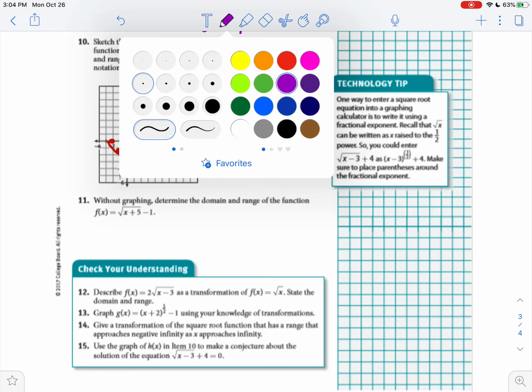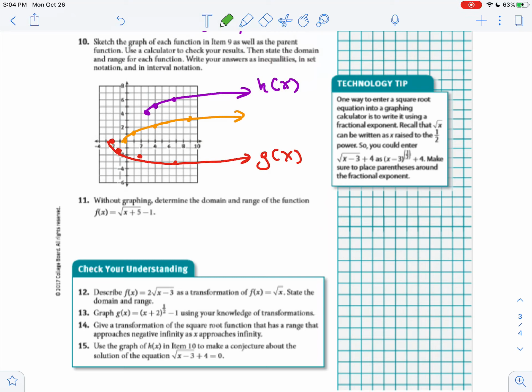Number 11 says, without graphing, determine the domain and range of the function. All right, so for domain, remember, we always want to think about what's underneath that radical. In that radical, we have x plus 5. So we have to think about the fact that x plus 5 must be greater than or equal to 0. If I subtract 5 on both sides, x must be greater than or equal to negative 5. So that's going to be my domain: x is greater than or equal to negative 5, or from negative 5 to infinity.